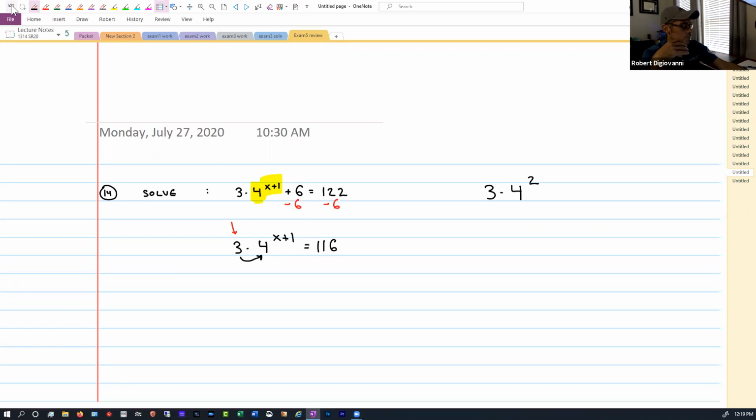So that means algebraically, it would be illegal for us right now to multiply that 3 times the 4. So the only other option to get rid of that 3 would be to divide it out on both sides. Because then it would go away over here. We'd be left with a 4 to the x plus 1 equals, and on the right side, well, we just got to get on our calculators and do 116 divided by 3. And I'm getting around 38.67. Do y'all see that?